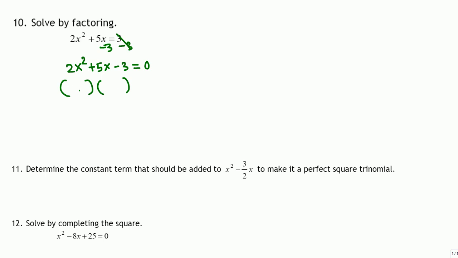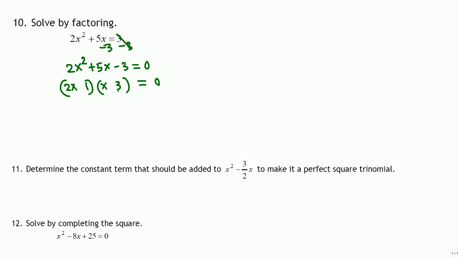If it factors, it will be a product of two binomials. Okay, so 2x squared, the only way it factors is 2x times x. Now negative 3: 3 factors as 1 times 3, or we can write 3 times 1. You need to try a couple of times. I don't know, 1 times 3, let me go this way.